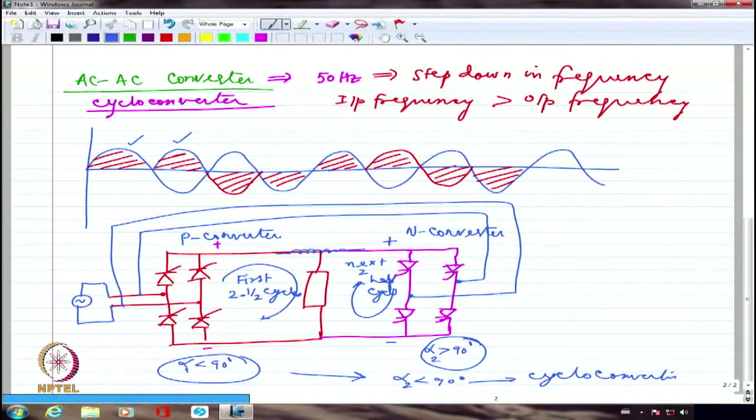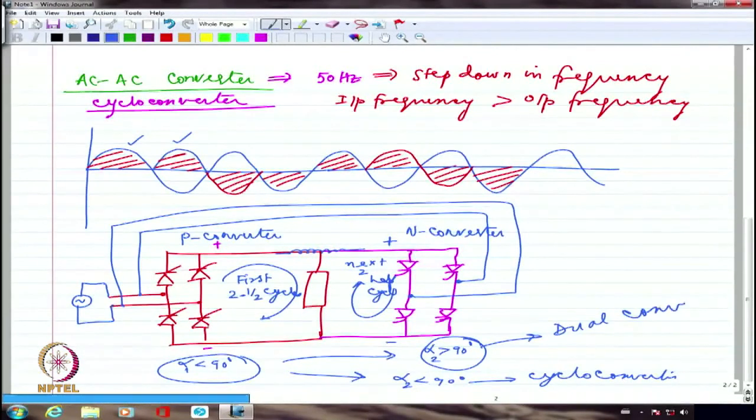Whereas, when I am talking about dual converter, these two work together. One works as a rectifier, the other one works as an inverter, and they work together such that I am going to have the DC link voltage average value to be the same. So here this is for dual converter.